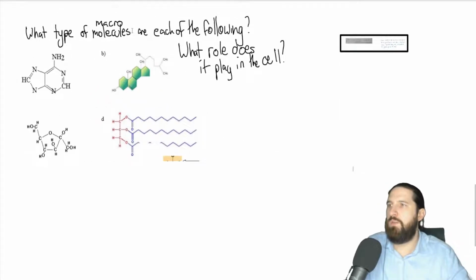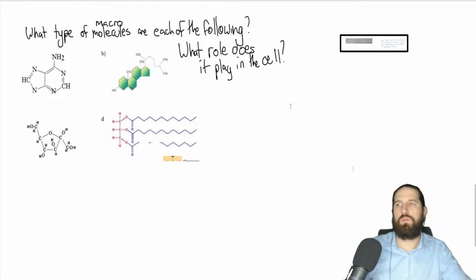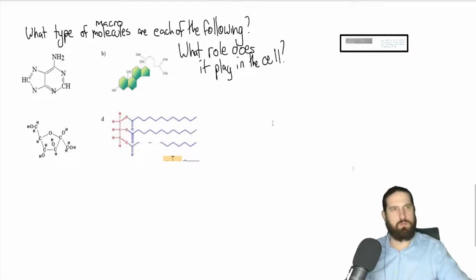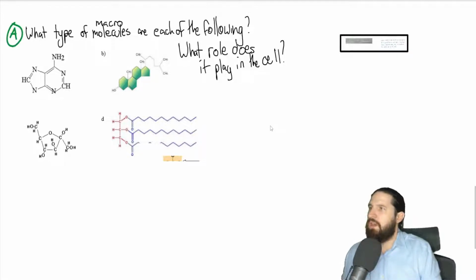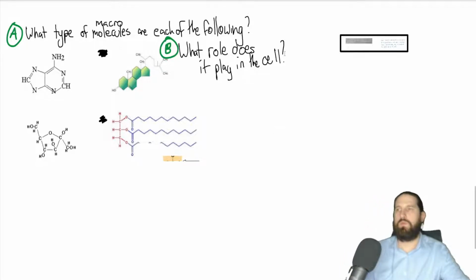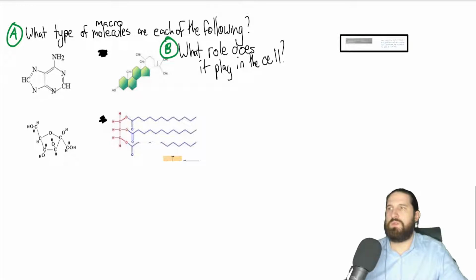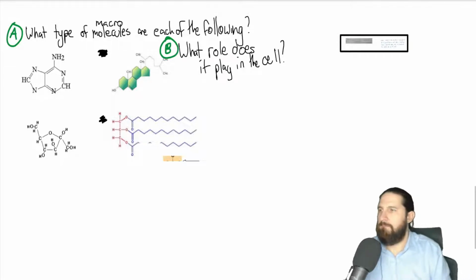All right, what type of macromolecules are each of the following? What role does it play in the cell? Okay. So, let's call this A. Let's just black these out here for a second. And let's call that A and this B. Okay. So what role does it play in the cell? But first, what type of macromolecule are these?